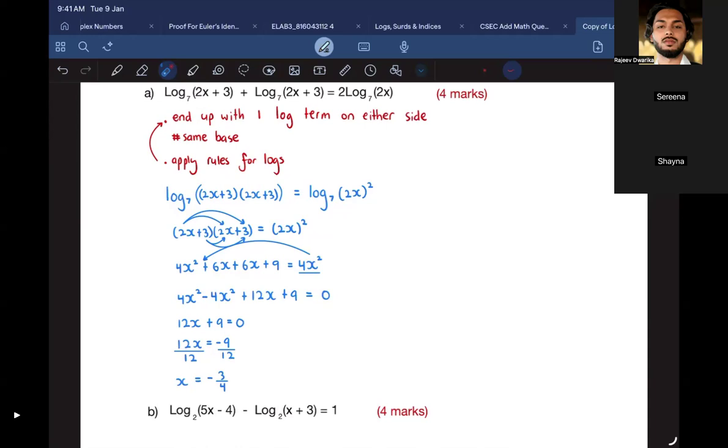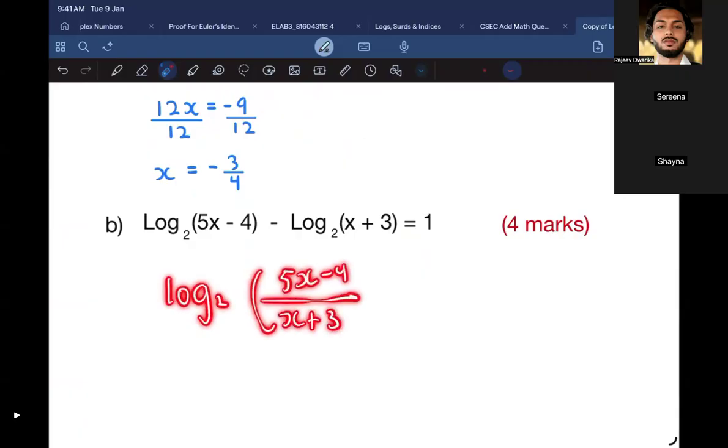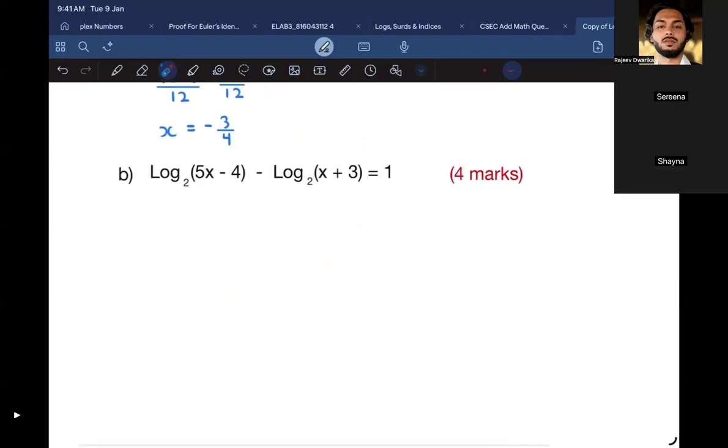Because it's like you're inserting something into the log function. You can't do that. Let me show you what I mean, Serena. If I have log base 2 of (5x minus 4) all over (x plus 3), and that's equal to log base 2, I'm at a position where I could just drop log base 2. But you decided to multiply both sides by x plus 3. Let me show you what happens if you do that.